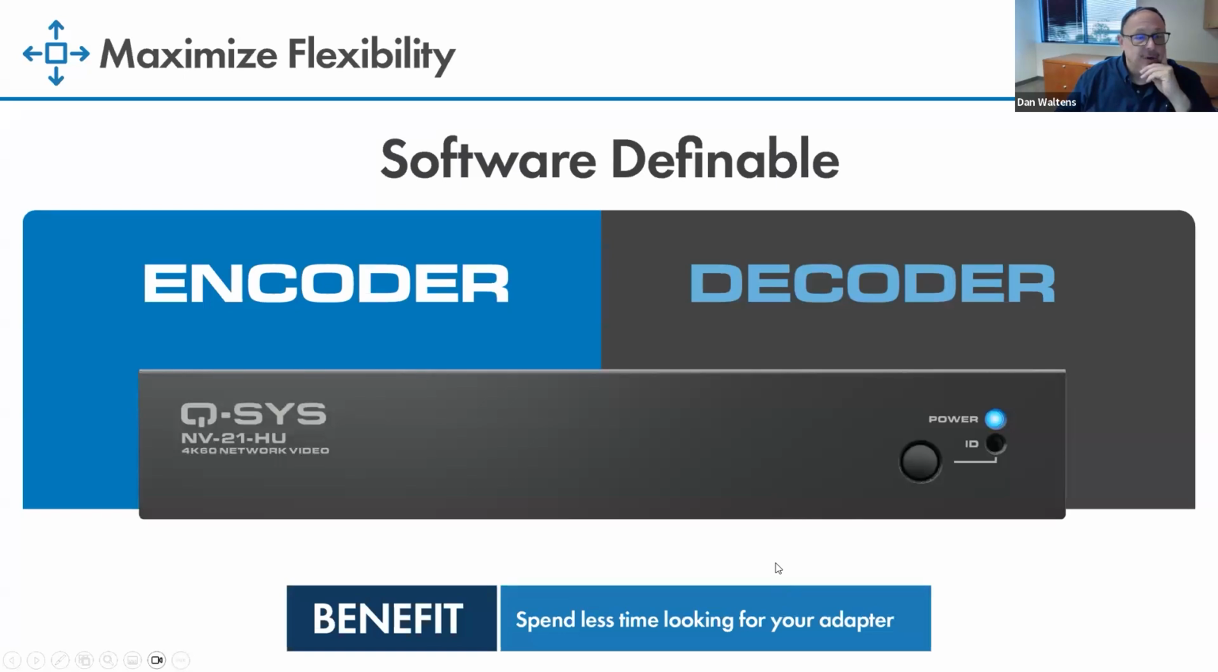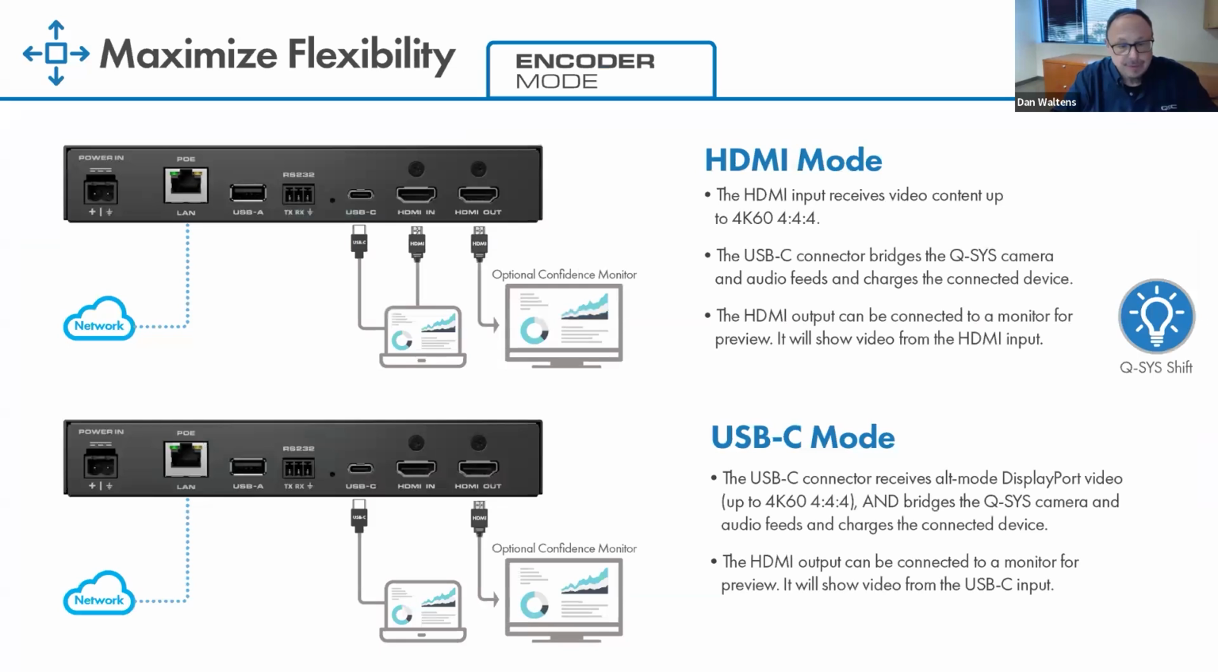Perfect. So it can be defined as an encoder or a decoder. Go ahead and go to the next one there. So in HDMI mode, in encoder mode, you can plug in, have your laptop in there, and then you could do a separate USB-C out of your laptop to just do bridging if you wanted. And then you could also use the HDMI out on there for a local optional confidence monitor or a secondary output that you need. But just like in the NV32, you're only going to get that HDMI or anything that's on there locally.